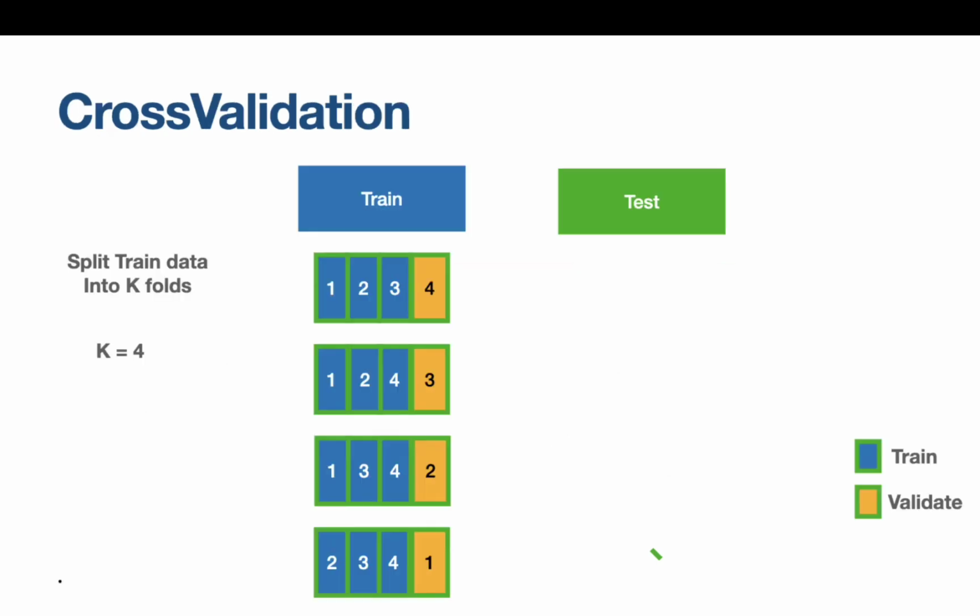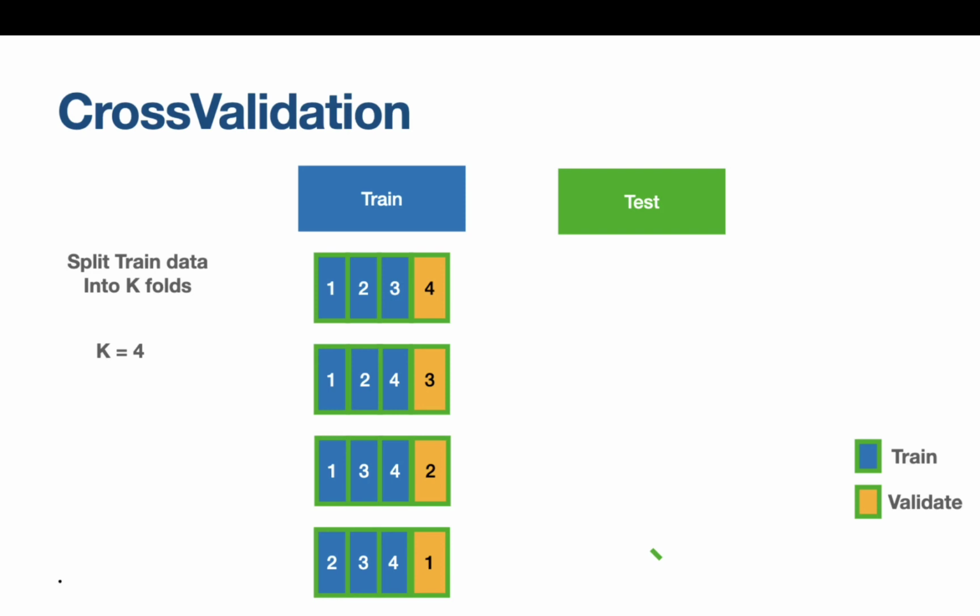The second technique is known as cross validation. Here the training data is split into k folds. K could be any number, generally from 3 to 10, and in each iteration, one fold is reserved for validation, whereas the rest of the k minus 1 folds are reserved for training. For example, here k equals 4. We can see in the first iteration, fold number 4 is used for validation. In the second iteration, fold number 3, and so on.